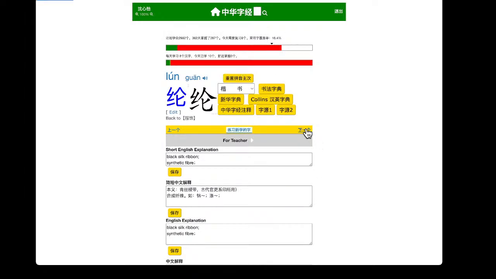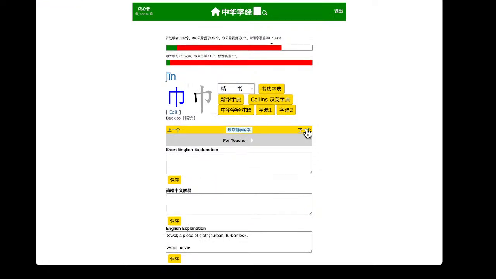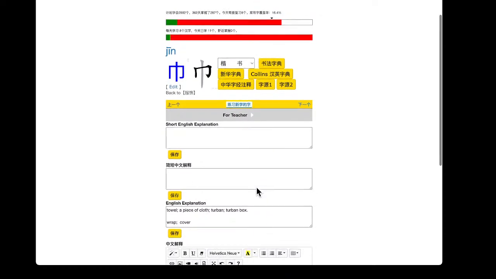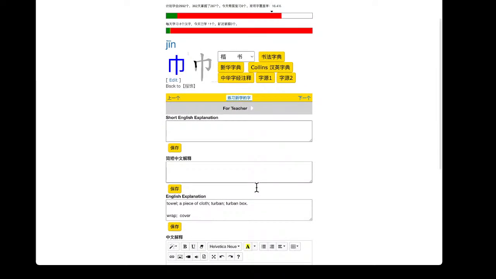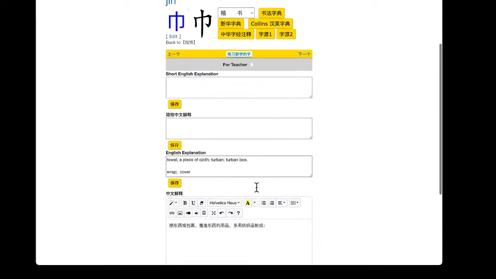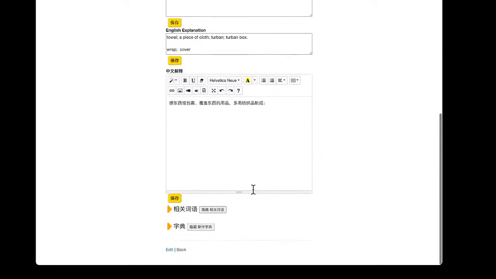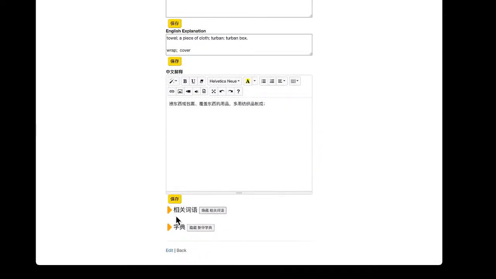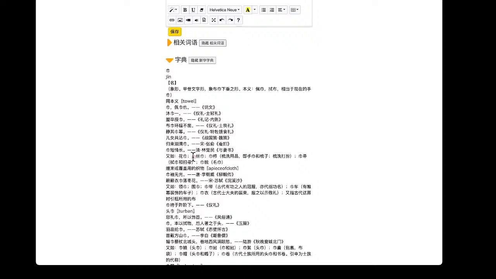Next one, 京. 京 means towel. Basically it means hand towel, like a bath towel. It's all kinds of towel, small and big. It's called jing.